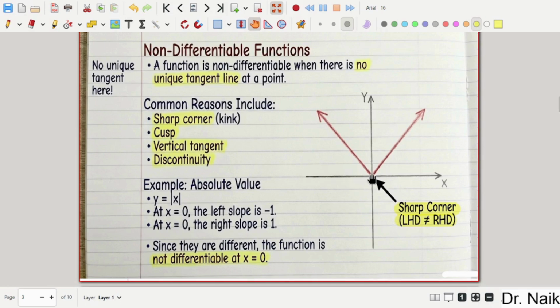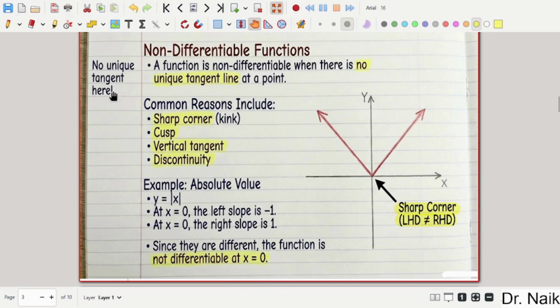At x is equal to 0, the left slope is -1. Also, at x is equal to 0, the right slope is plus 1. That means the left hand derivative and right hand derivative are different. So LHD is not equal to RHD at this sharp corner. Since they are different, the function is called non-differentiable at x is equal to 0.